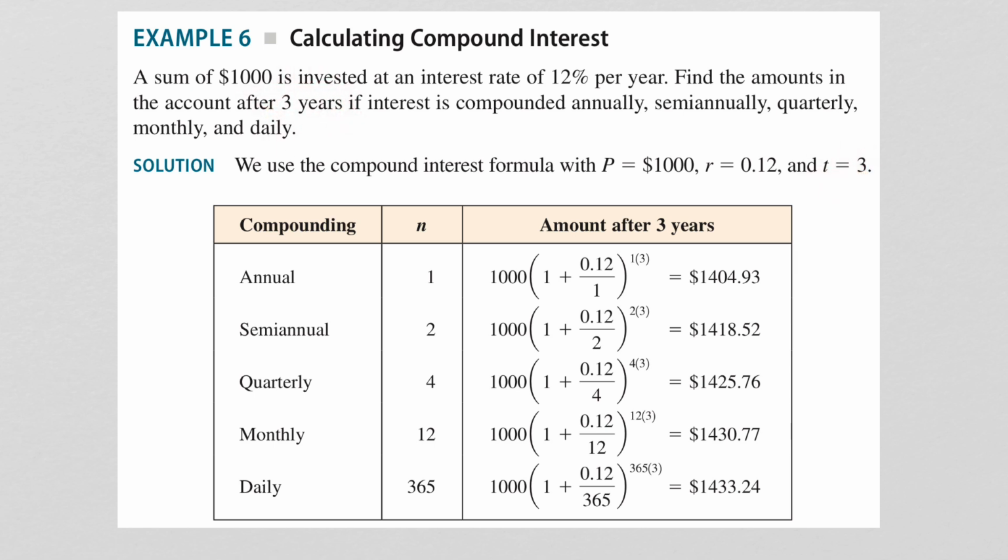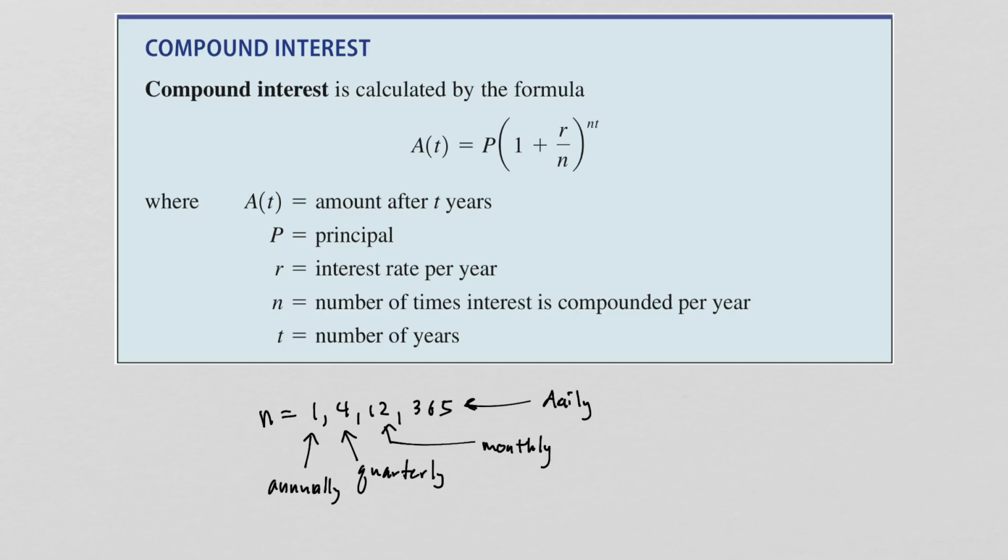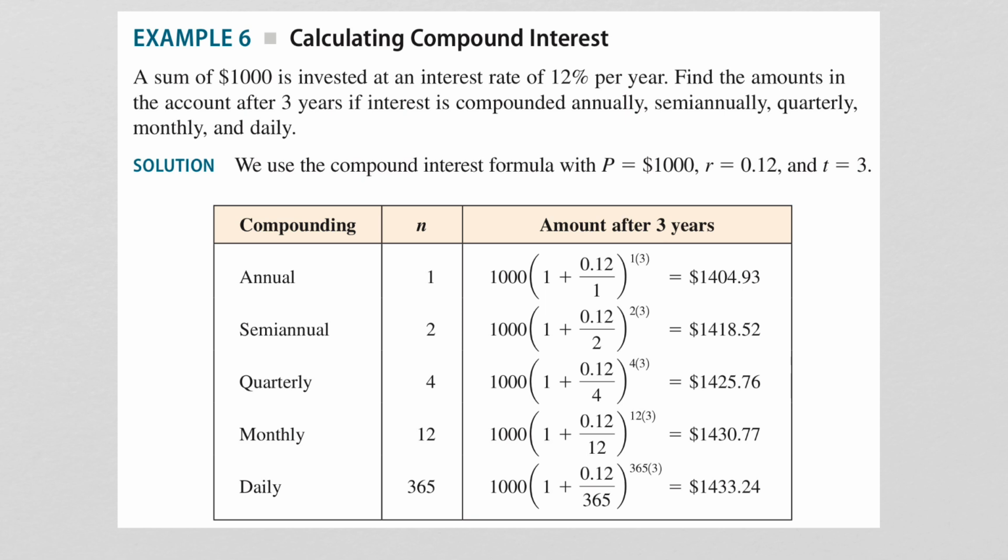And then the compounding number N, for annual, it's 1 time per year. Semi-annual means twice per year. This is not common, but in this case, they want it. Quarterly means 4 times per year. Monthly is 12 times per year, and daily is 365 times per year. So all we're going to do is take all of these values and plug them into this formula. Now, when we do that, we get the following results. And you can see those here.